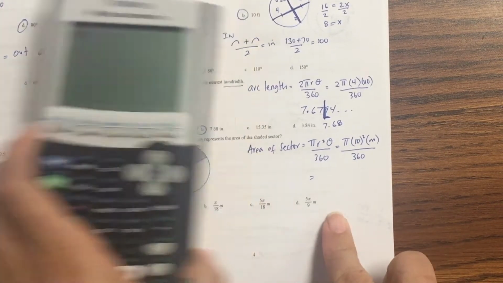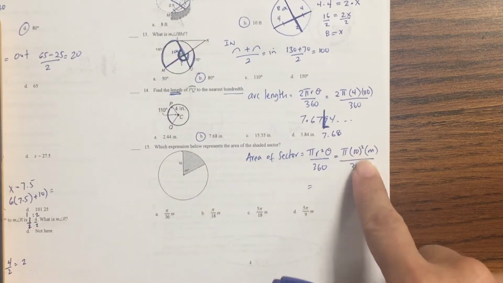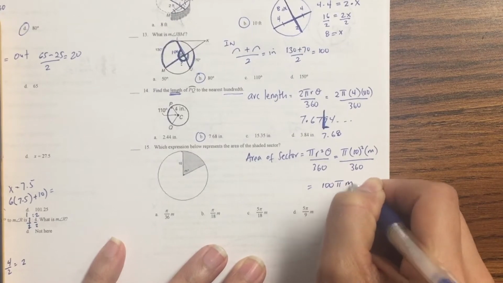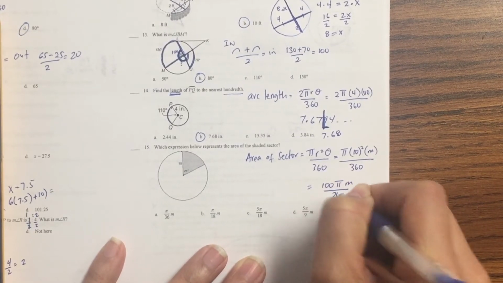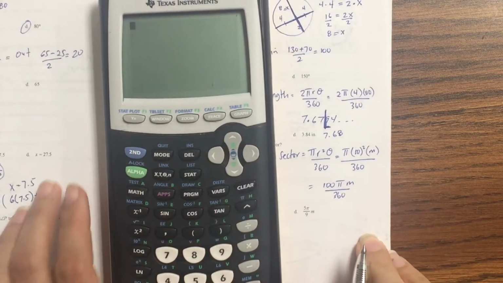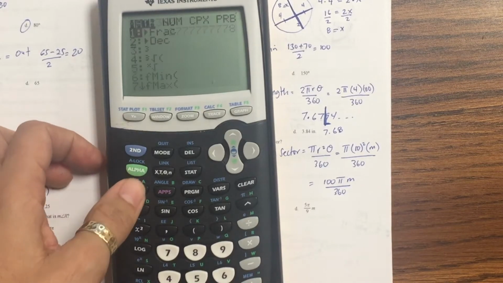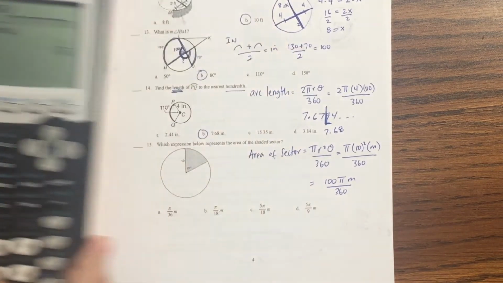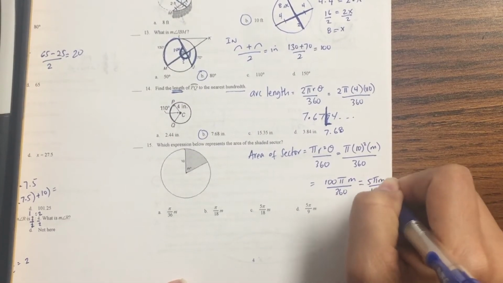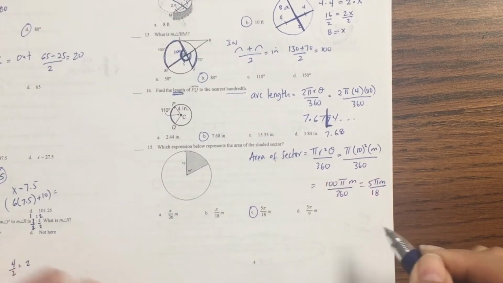So is pi in the answer? You see how pi is in the answers? So I'm not going to punch in pi in the calculator. I'll just do 10 squared. 10 squared is what? 100. So it's going to be 100 pi m over 360. And we can divide these numbers because we can simplify. 100 divided by 360. And you can do math, enter. So 5 over 18. So 5 pi m over 18 is what I'm looking for. 5 pi m over 18 right there.